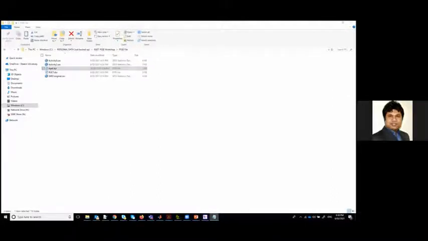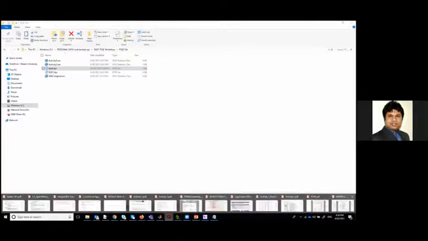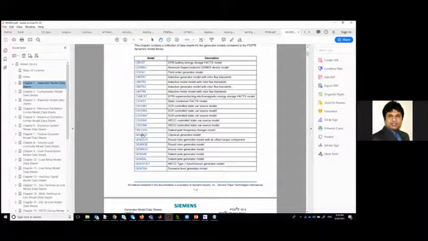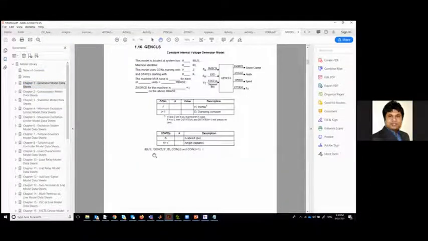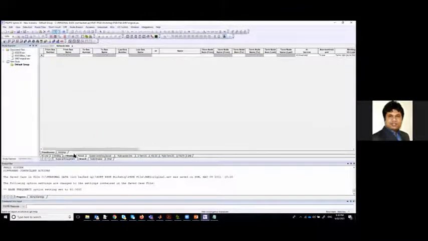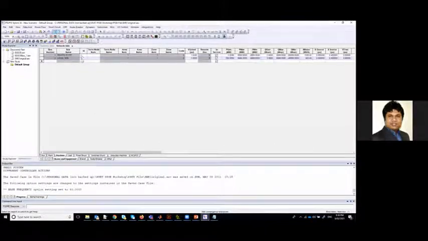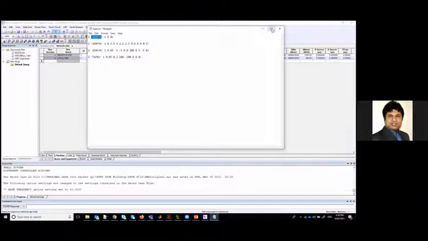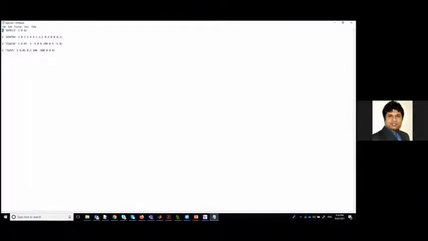So for the generator, let's use a classical generator, GENCLS. First you need to put IBUS, which means bus number, then GENCLS, then the ID. The ID is created when you go to the machine tab. For both generators, the ID is 1. So first we put the bus number, 1 is the bus number, then GENCLS, then the machine ID.